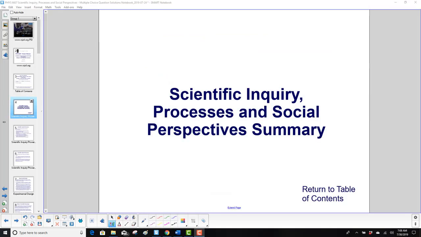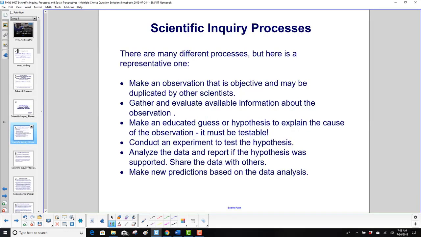Scientific Inquiry, Processes, and Social Perspective Summary. Let's start with the process of scientific inquiry. There are many different ones, but here's a representative one. Make an observation that is objective and may be duplicated by other scientists. Right here. You don't want to do things that you're the only person who knows what to do.